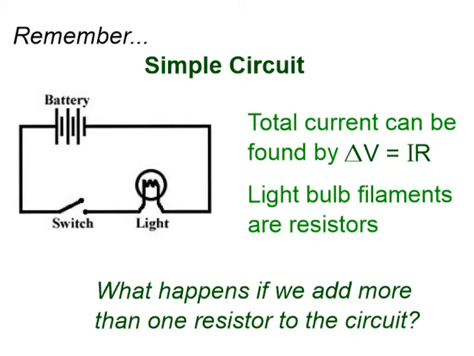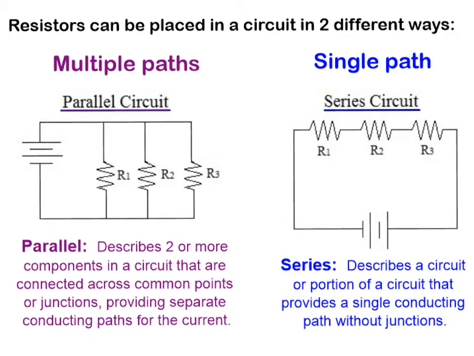What happens if we add more than one resistor to the circuit? Well, resistors can be placed in the circuit in different ways. We have a parallel circuit, which has multiple paths through which the current can travel, or we have a series circuit, and that provides a single path of conduction.